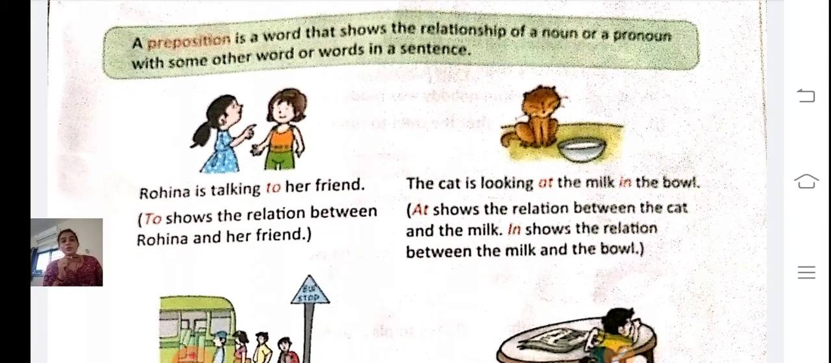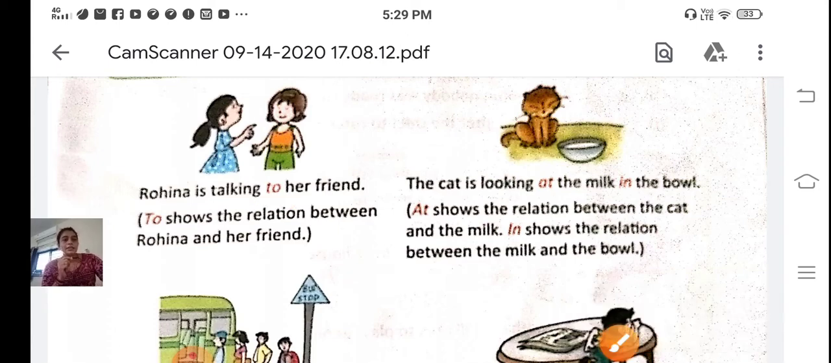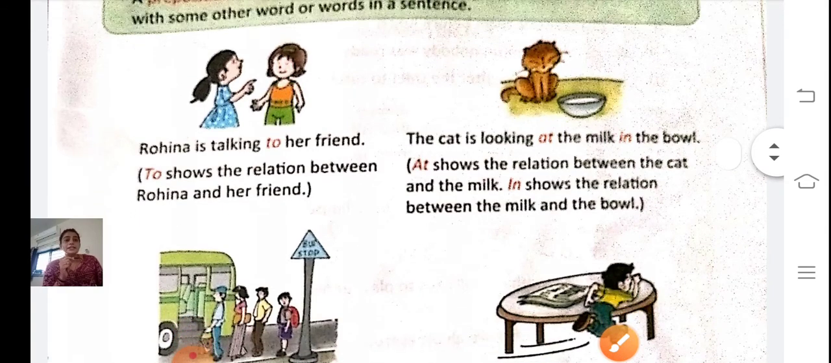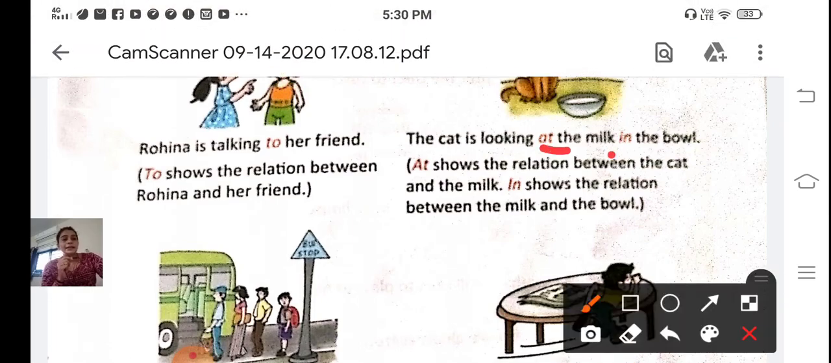Rohina is talking to her friend. In this sentence, to is a preposition. To shows the relationship between Rohina and her friend. Okay. Now the second one. The cat is looking at the milk in the bowl. You can see at and in. These two words are prepositions. At shows the relationship between the cat and the milk, and in shows the relationship between the milk and the bowl.